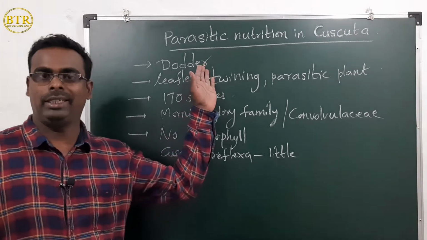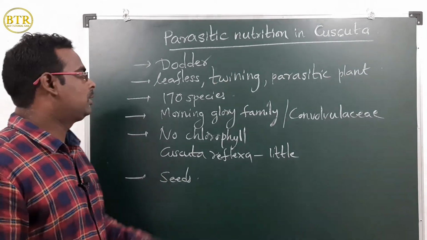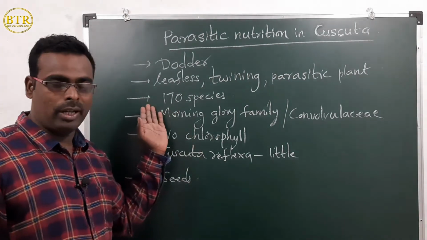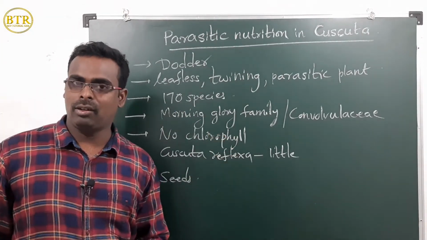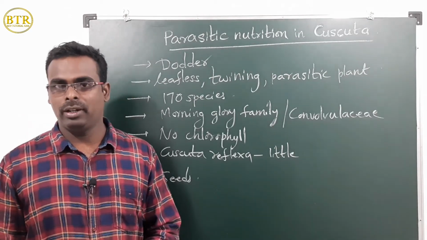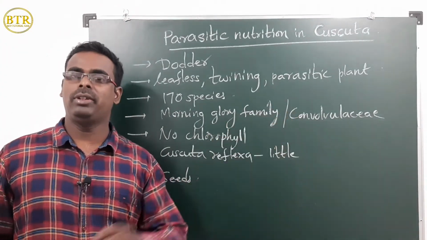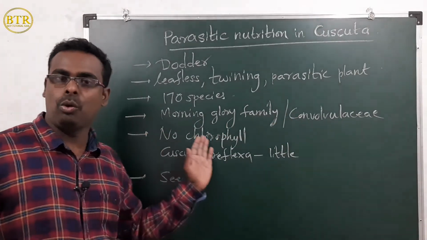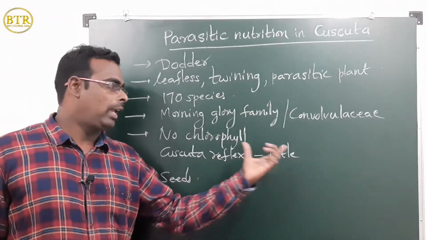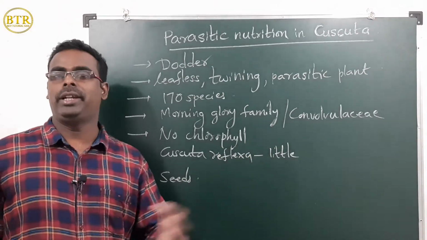Once again, we have to see the characters. Cuscuta is also called a dodder plant. Cuscuta is a leafless, twining, parasitic plant. In Cuscuta, totally 170 species are there. Cuscuta is widely spread in temperate and tropical regions. Cuscuta belongs to the morning glory family or Convolvulaceae family. Cuscuta has no chlorophyll, but in one species, Cuscuta reflexa, a little bit of chlorophyll is present. Cuscuta reproduces through seeds.